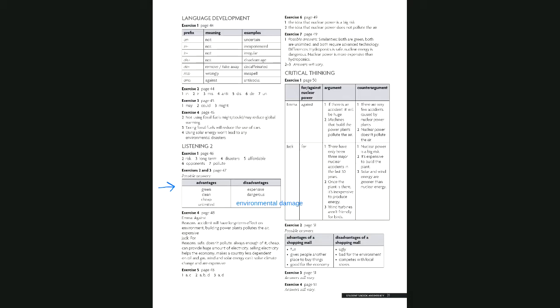Let's go to exercise 4, page 48. This is our last page here. Can one person turn on your microphone and summarize what Emma said? Can you report to me what Emma said about nuclear power? Okay, Lucia, go ahead.